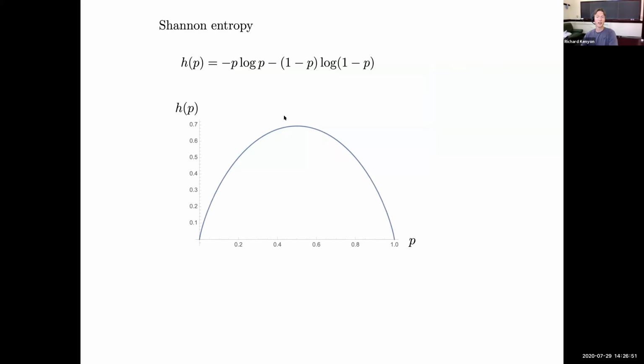Here's a plot of the Shannon entropy. It's this nice concave function of p, where p is just related to the slope s, as 1 minus s over 1 plus s.